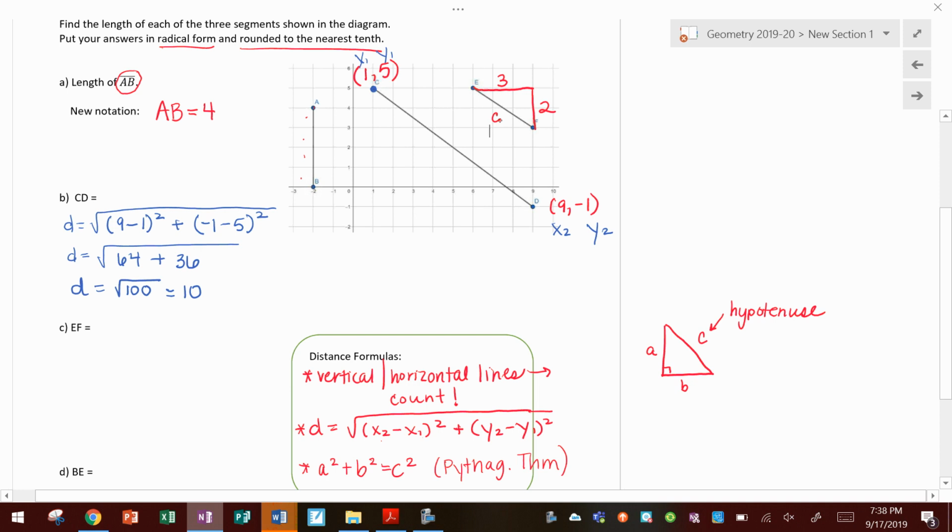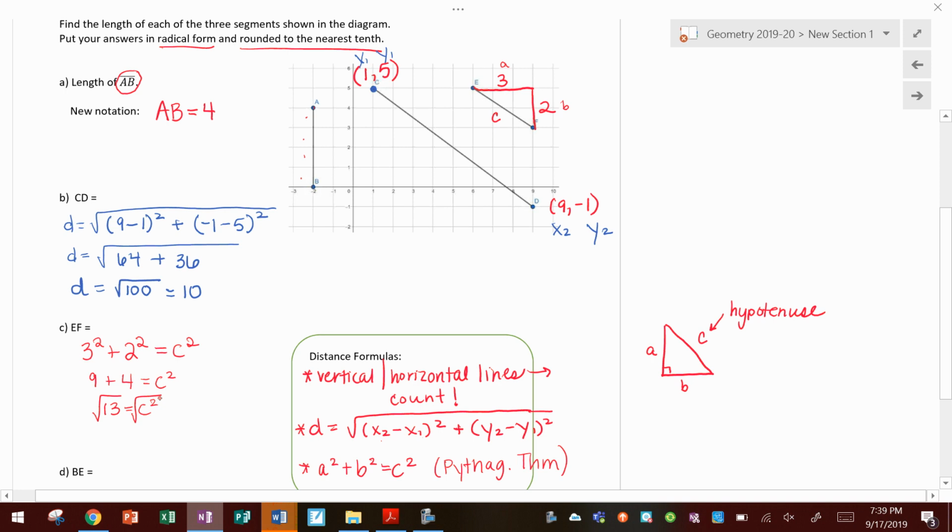So now all you have to do is a squared plus b squared equals c squared. So a is 3, 3 squared plus 2 squared equals c squared. Simplifying this is not too bad. 3 squared is 9. 2 squared is 4. 9 plus 4 is 13. Nice. However, we're trying to find c, not c squared. So your final step is to take the square root.